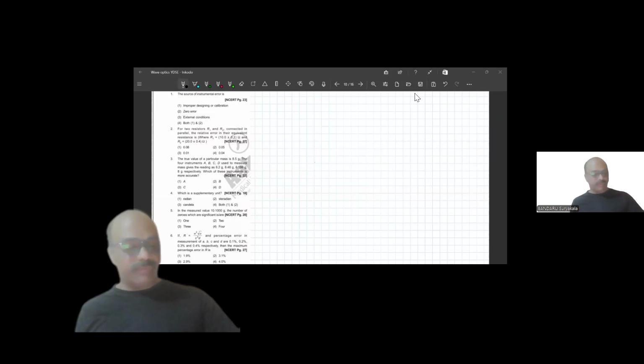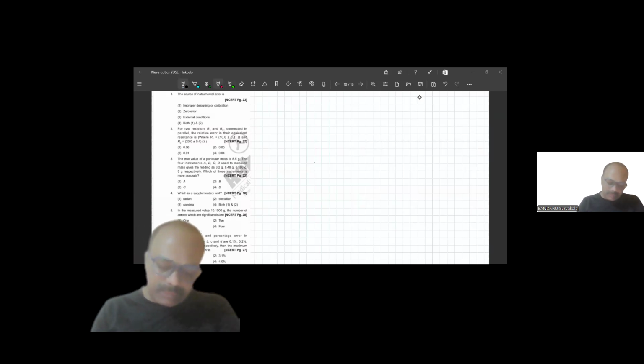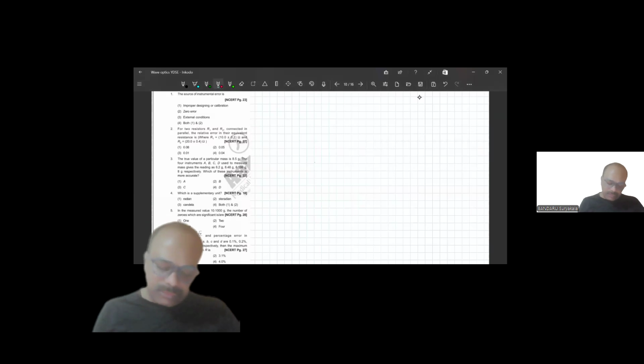So today we will discuss this assignment from units and measurement. There are a few questions on the screen. See, the first one is the source of instrument error they asked. Both option 1 and 2 are the correct answer.